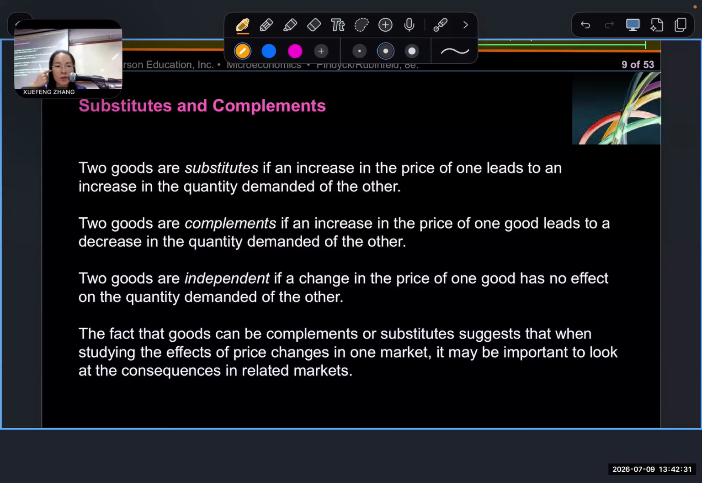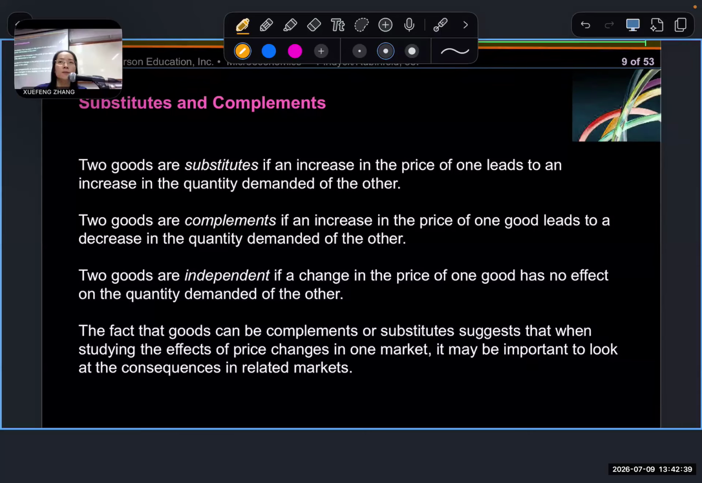Can you give me one example of substitutes? Two goods that are substitutes. Do you drink Coke? Okay, so what is the substitute of Coke? Pepsi, Sprite. Okay, so Coke and Pepsi are substitutes. How about complements? Petrol and scooter, right? They are complements. You need to consume them together.